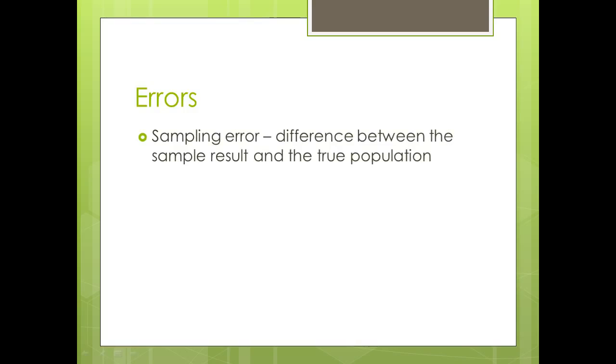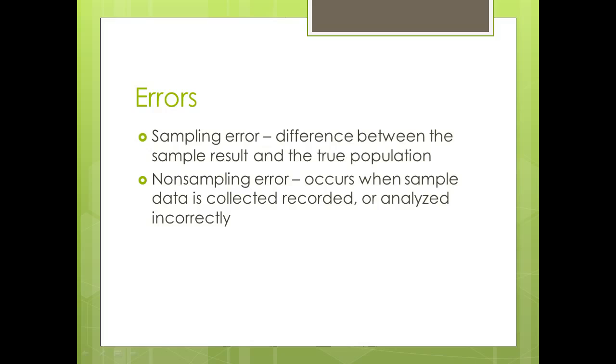Errors that can occur, a sampling error is the difference between the sample result and what the true population gets. A non-sampling error would be a mistake where you have sample data that you collect, you record, and you analyze incorrectly. There's some sort of flaw in your analysis.